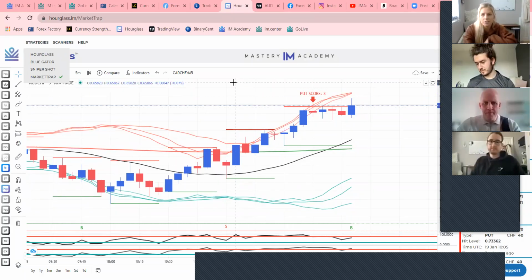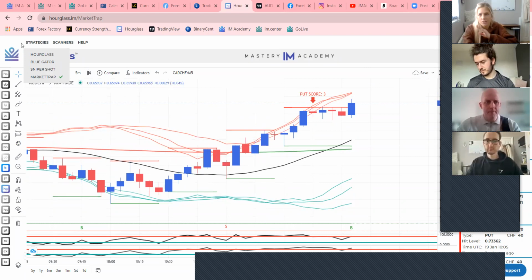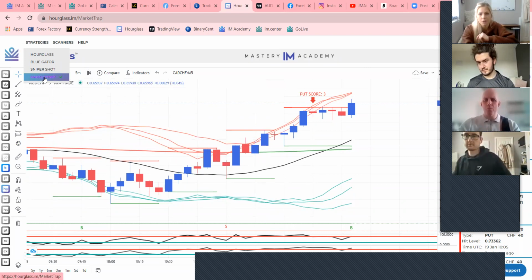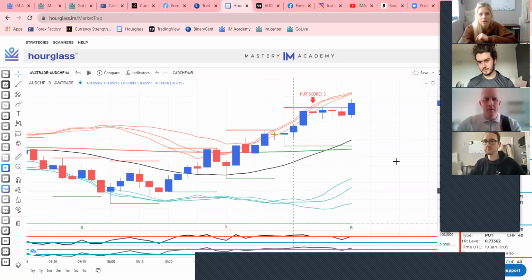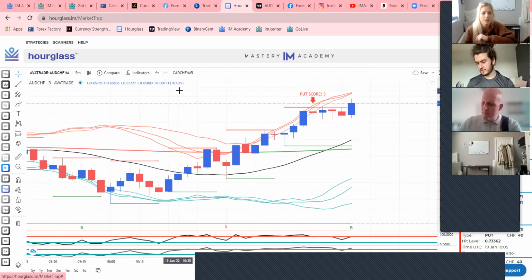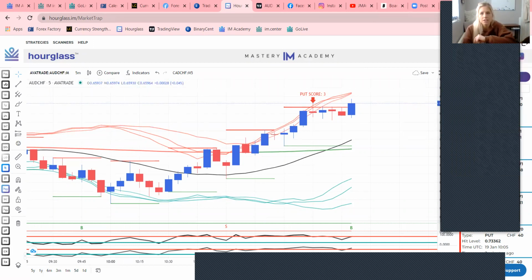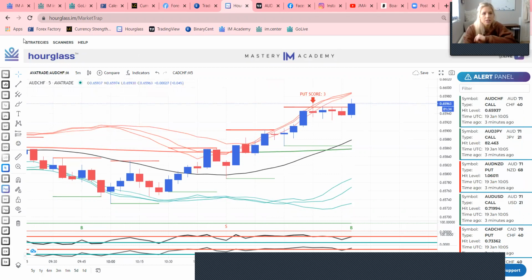Okay, so step one of Dan's strategy, well, not really step one, just his strategy as a whole, he uses Market Trap. So when you log into your Hourglass, hourglass.im, you need to go to your strategies and check and make sure that you're using Market Trap.